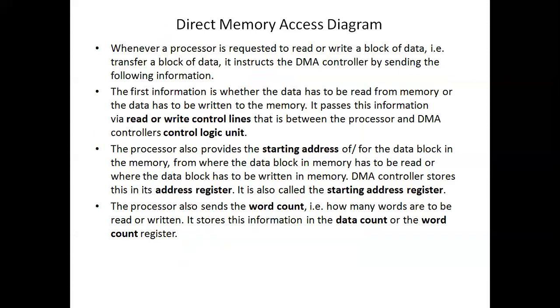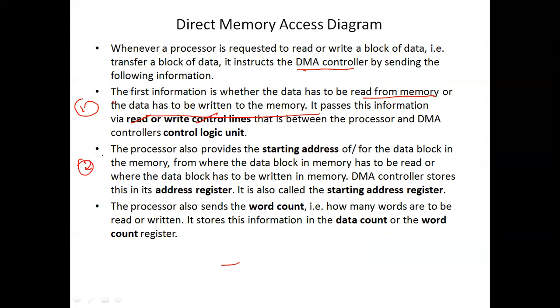Fine. So this is the working. Whenever a processor is requested to read or write a block of data, it instructs the DMA controller by sending the following information. First of all, which information is it sending? Whether the data has to be read from the memory or written into the memory, that information is going to be sent. Through which lines? Through the read or write control lines it is going to be sent.